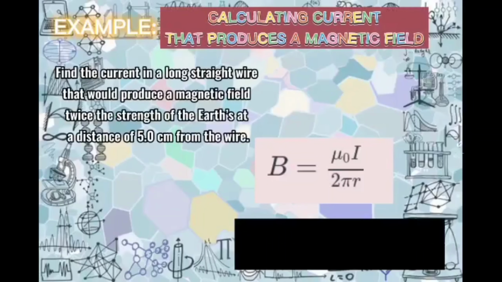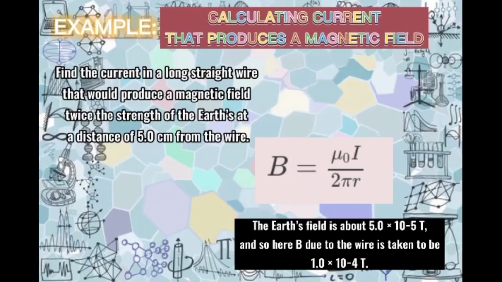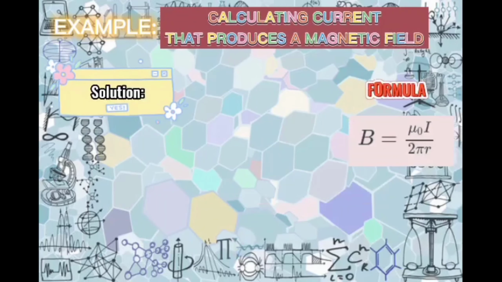Here is the first example. Find the current in a long straight wire that will produce a magnetic field twice the strength of the Earth's at a distance of 5.0 cm from the wire. Note that the Earth's field is equal to 5.0 times 10 to the power of negative 5 Tesla, and so B is taken to be 1.0 times 10 to the power of negative 4 Tesla due to the wire, with the given equation B equals mu naught I over 2 pi r.